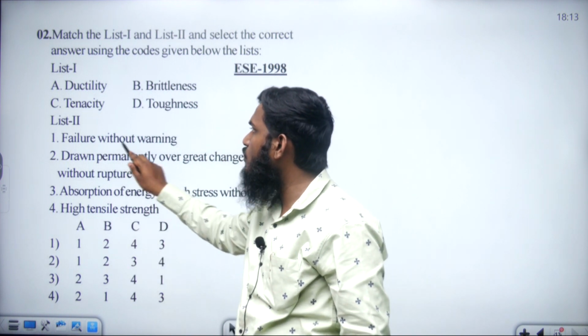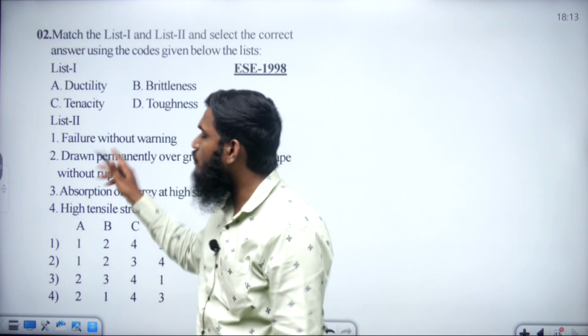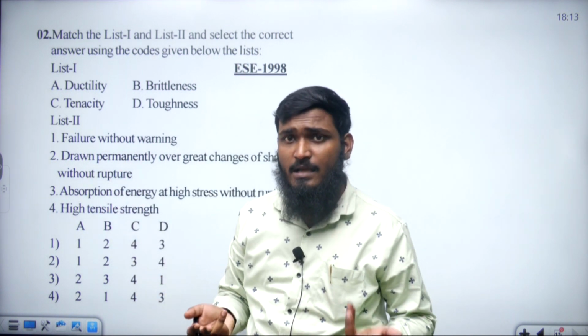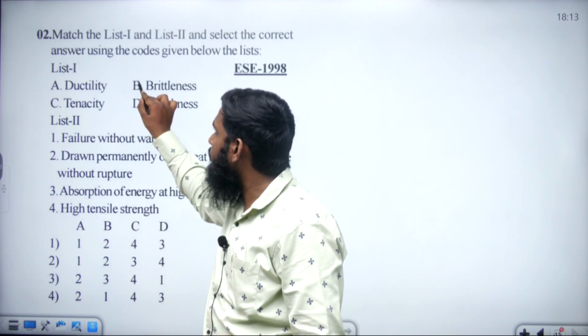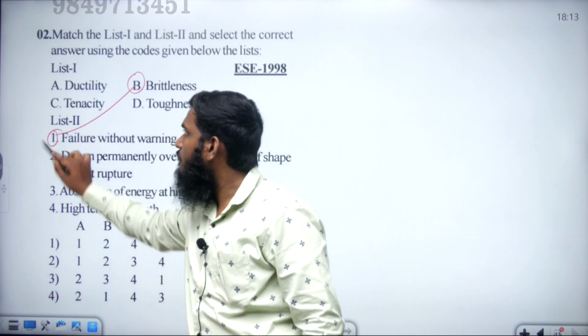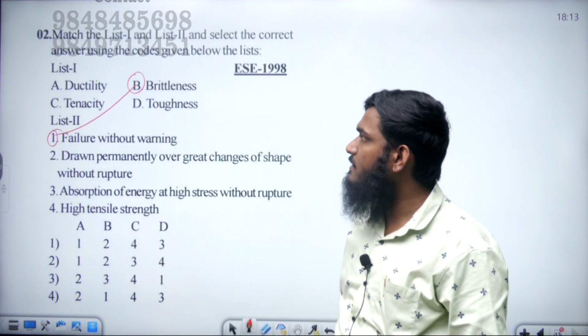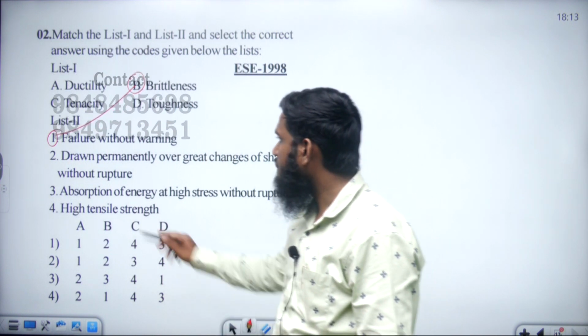What are we having? Failure without warning. In this part also we can get the answer. Listen here. Failure without warning means sudden breaking. Sudden breaking means which definition, which property? Brittleness. So for B we are getting the answer as 1. That's it. Okay. Now next what are we having?